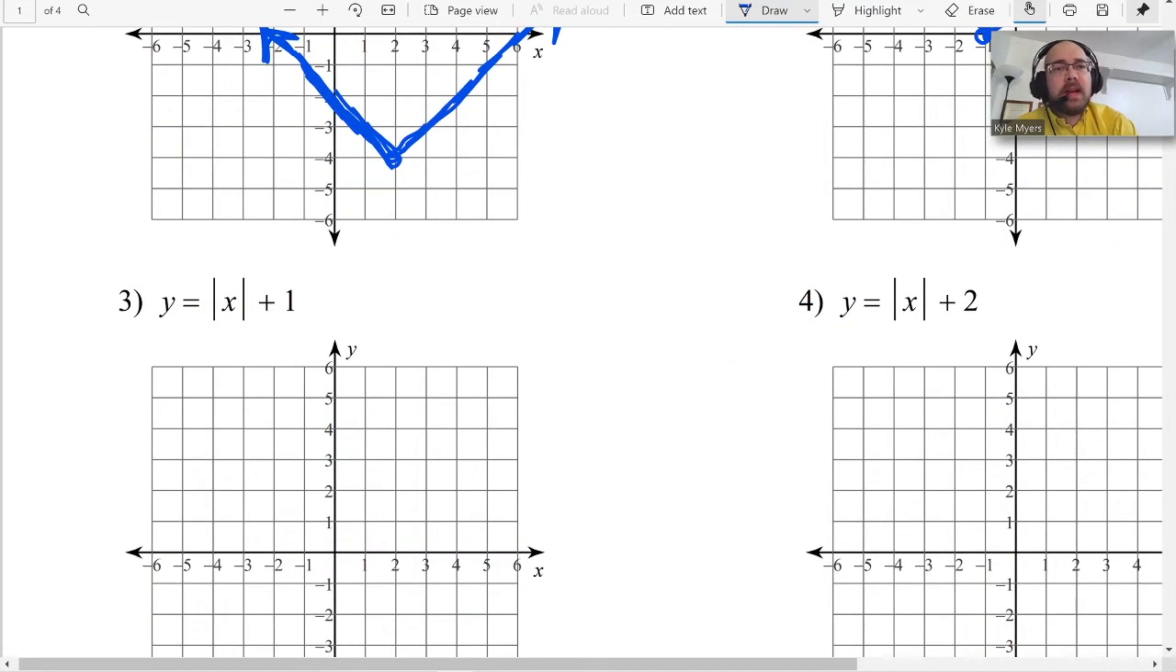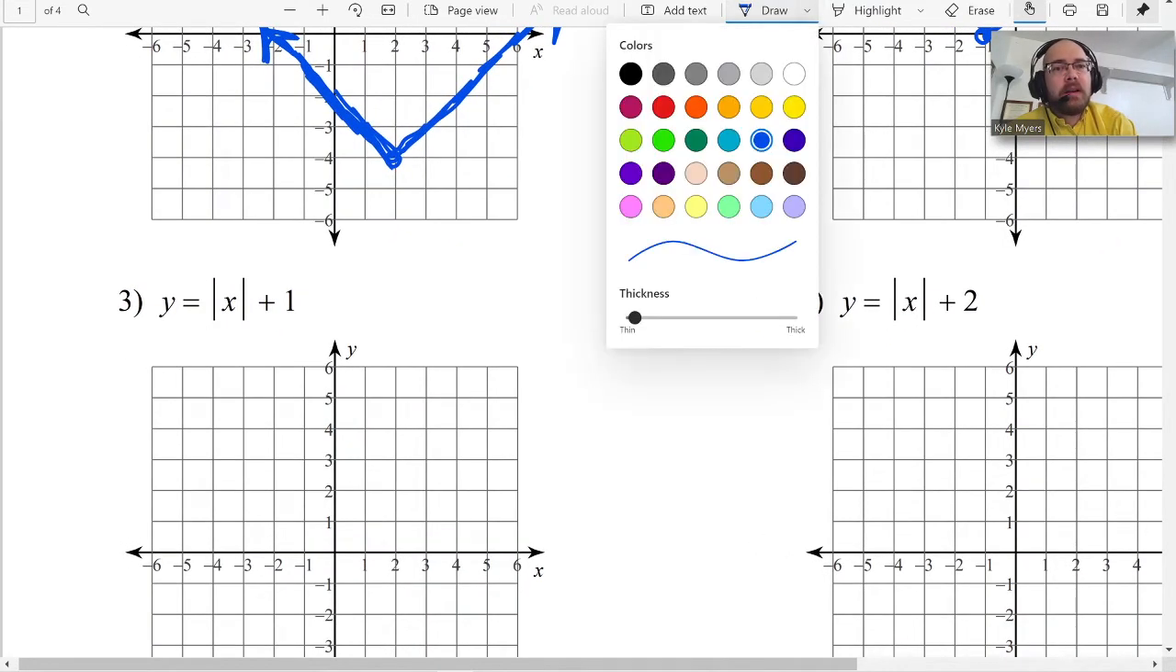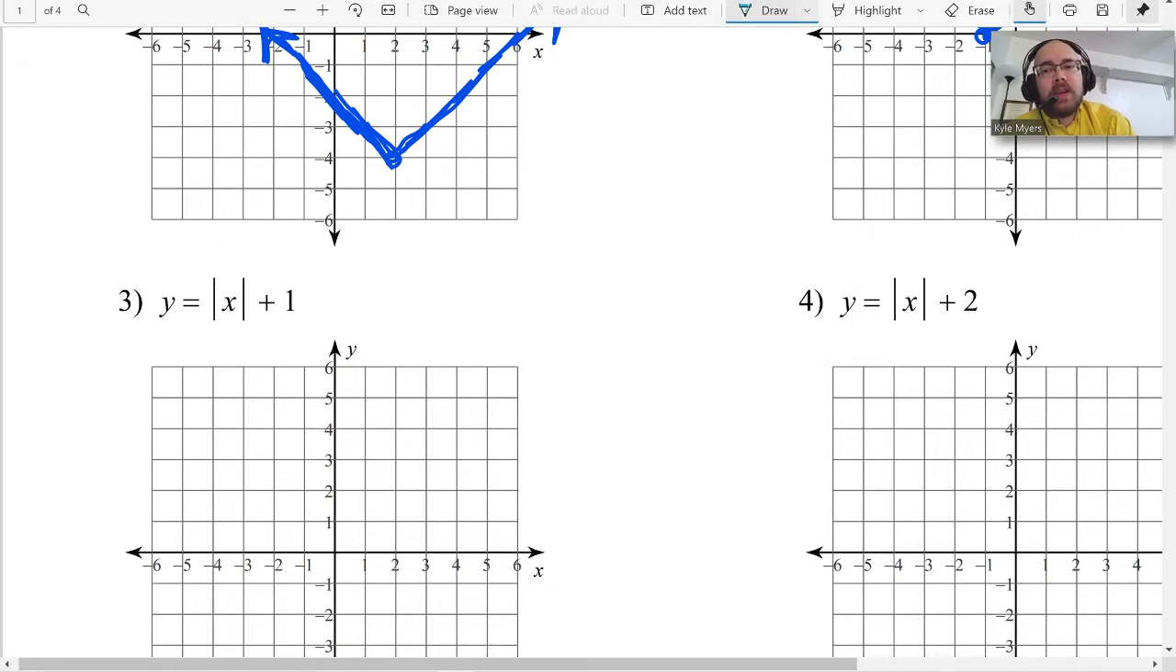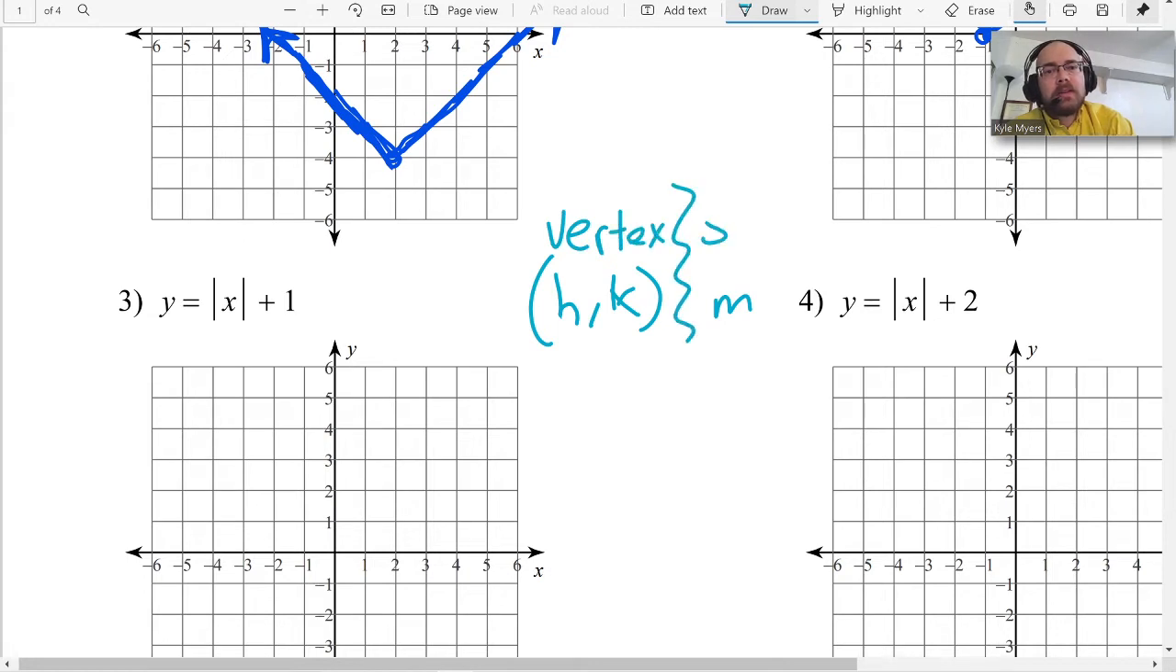Okay, so the vertex, let me write this in a different color here. The vertex is going to be (h, k), and then the slope is m. Right, so the vertex and slope, which slope is normally m for a line anyways. So here's the formula then. It's going to be y equals m, and then x minus h plus k.